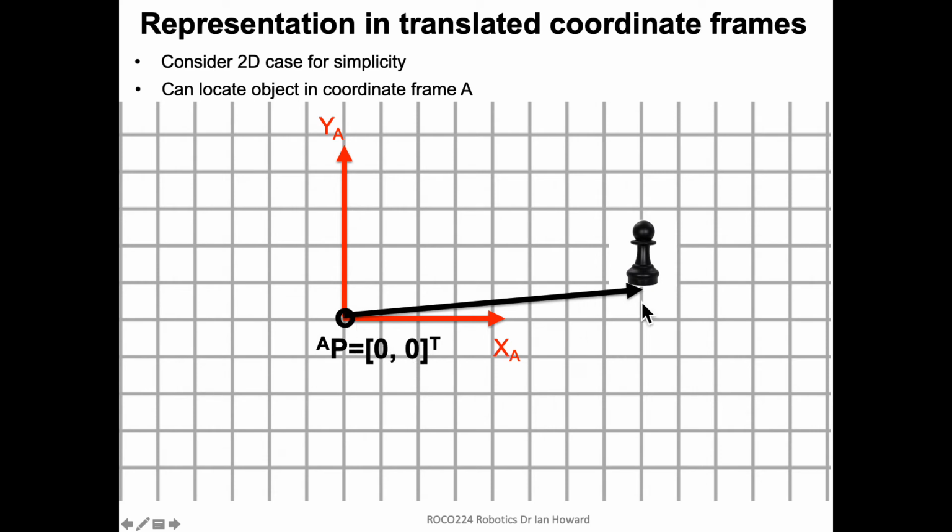So to represent the position within this frame, we have to find out how far along the X-axis from the origin this thing is, and how far along the Y-axis. In this particular case, it's actually quite easy. It's just 8 and 1 respectively. So that is the representation of this point in frame A.